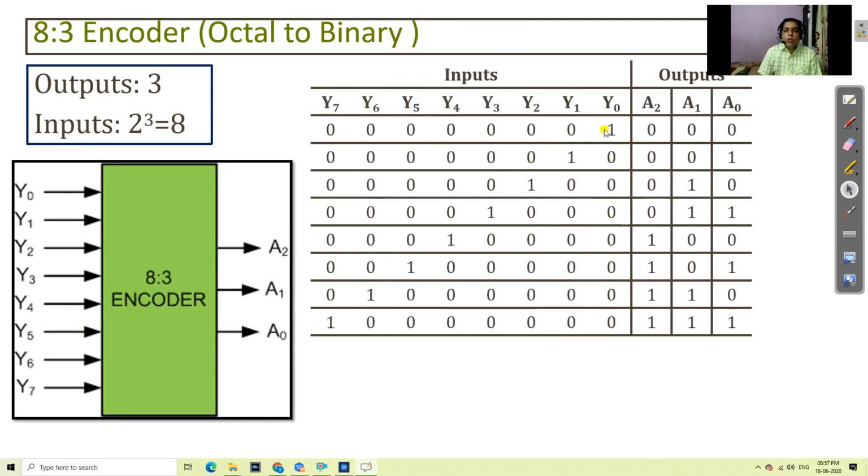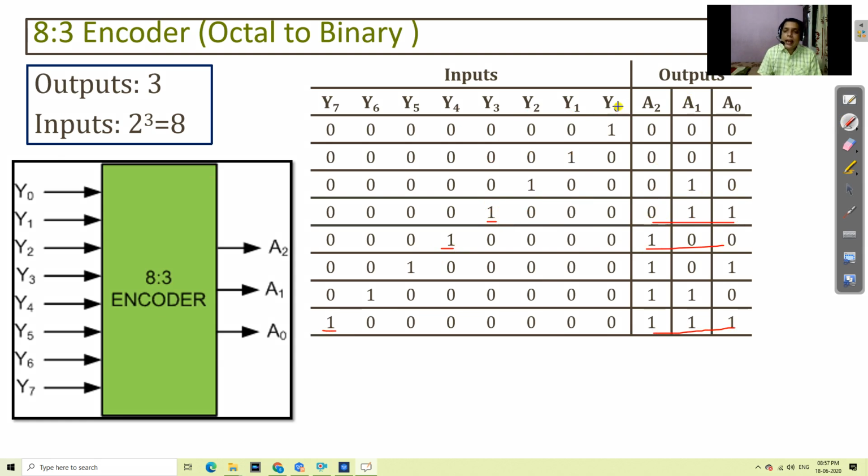So let us see: when y0 is present, the output is 0, 0, 0. When y1 is present, the output is 0, 0, 1. When y2 is present, the output is 0, 1, 0. When y3 is present, the output is 0, 1, 1. When y4 is present, the output is 1, 0, 0. Similarly, when y7 is present, the output is 1, 1, 1.